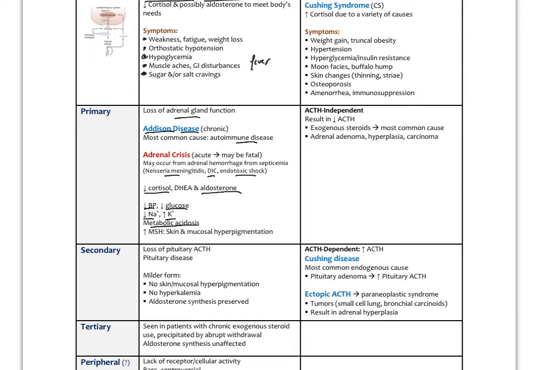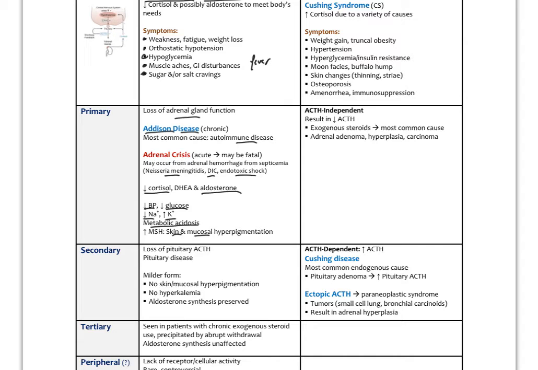Now in Addison disease, because the gland is not putting out cortisol, the pituitary continues to churn out ACTH to try to stimulate the gland. But remember that when we make ACTH via POMC, the POMC also fragments into melanocyte-stimulating hormone, MSH. And that's going to cause skin and mucosal hyperpigmentation. So the classic presentation of primary Addison's is going to be with the hyperpigmentation.